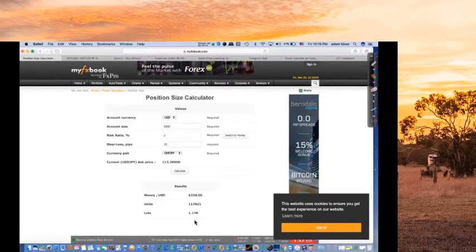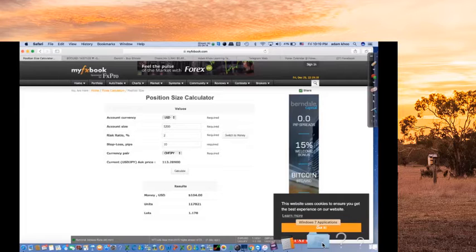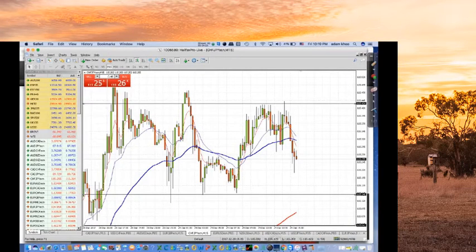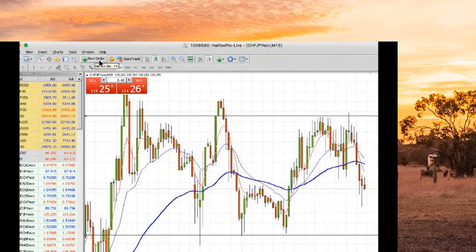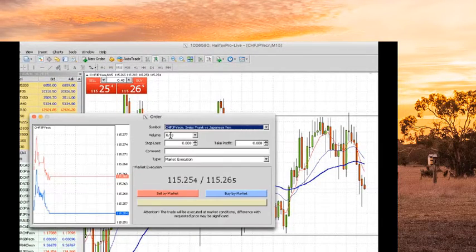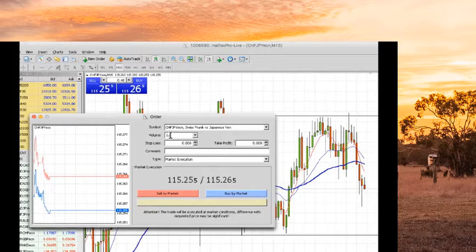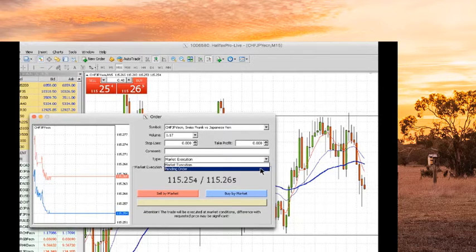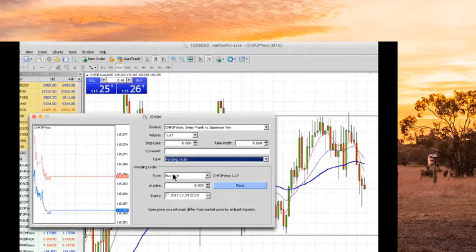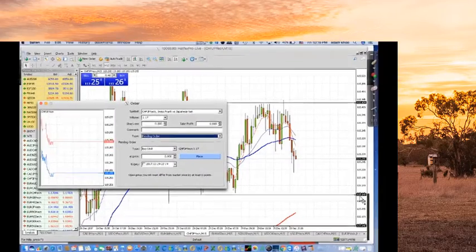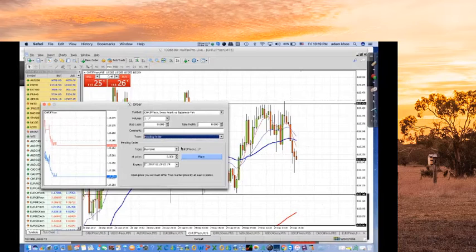117,000 Swiss francs. Okay, so 1.17. Okay, so I'm going to click new order. 1.17, and I'm going to put a buy limit order. So pending order, buy limit, and I'm going to buy only if it reaches 11514.